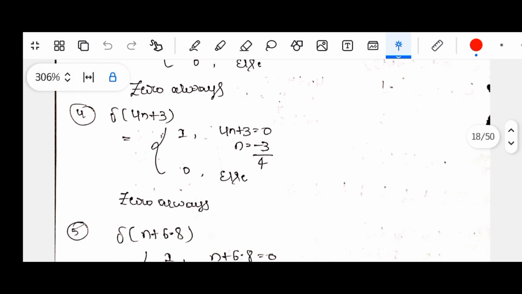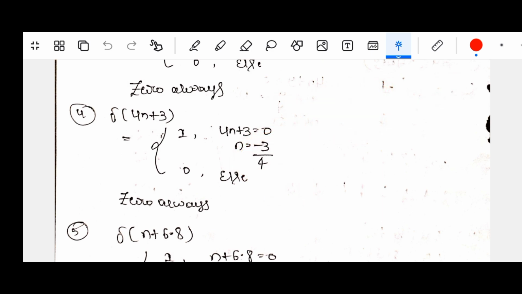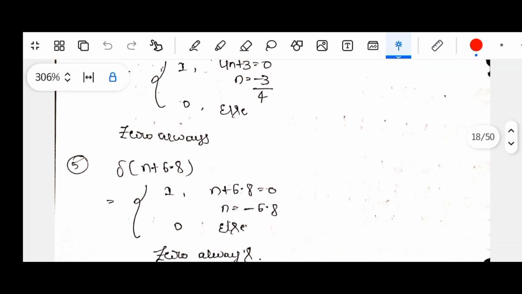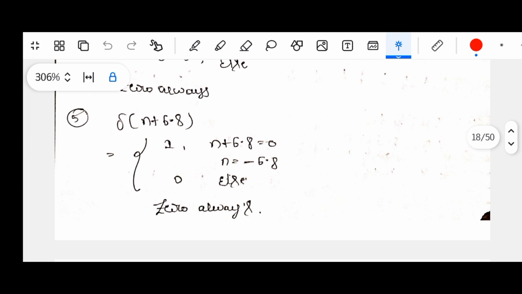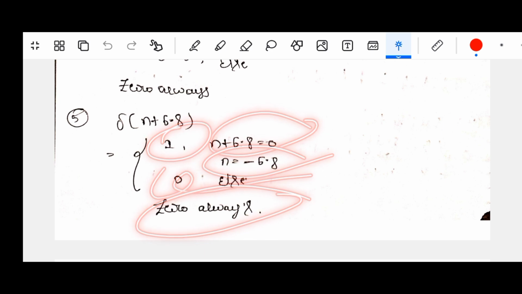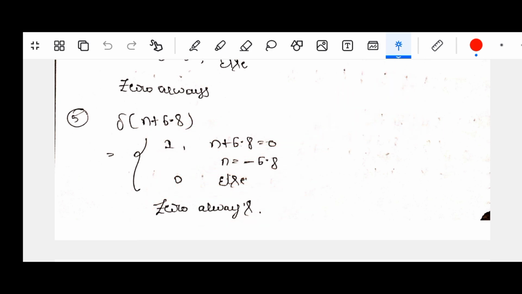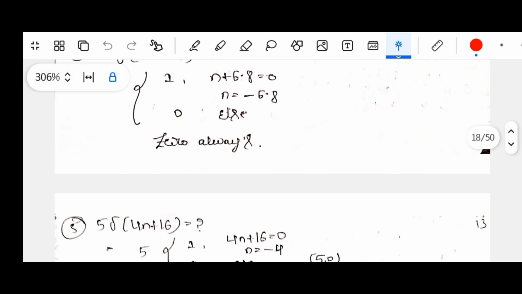Delta of 4n plus 3. In this, let's solve this problem. 4n plus 3 equal to 0 means you will get n equal to minus 3 by 4. Otherwise it will be 0. So this answer is also always 0 because we are getting a non-integer number. So the answer will be 0. Next one, delta of n plus 6.8. n plus 6.8 equal to 0, we will get n equal to minus 6.8. Otherwise it will be 0. This is also 0 because it is a non-integer number. In this we consider only integer numbers. So it is also always 0.